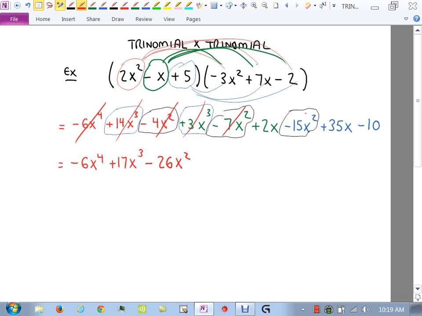Got the x squareds. Now I've got the 2x and 35x, which is 37x, and then minus 10. There we go.